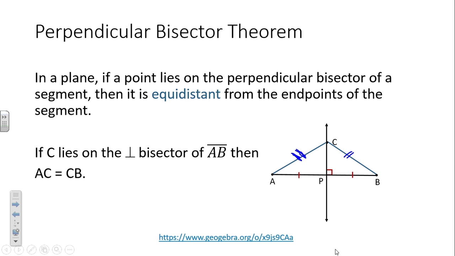So far, so good? What does the word equidistant mean? What does it sound like? Equal distance, right? So equidistant means that they have the same measure. Okay? So far, so good? Questions on this? All right, so we'll keep it moving.